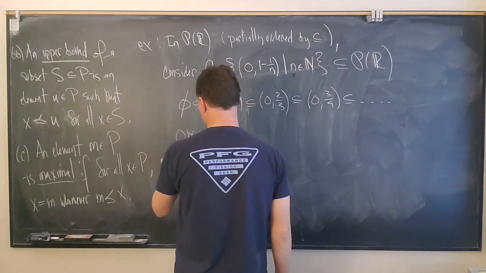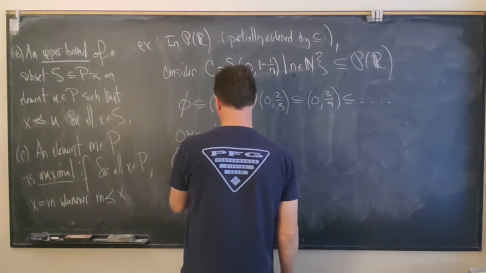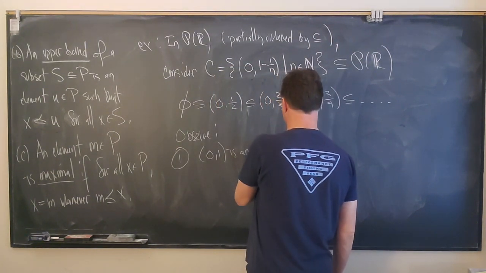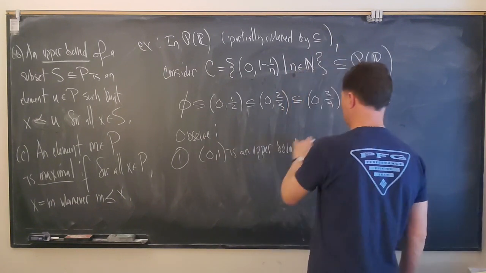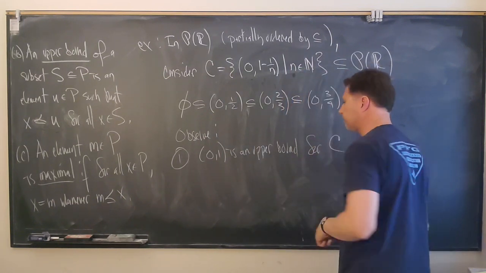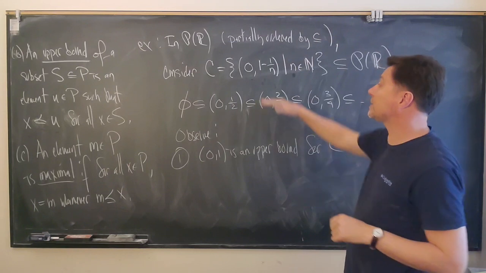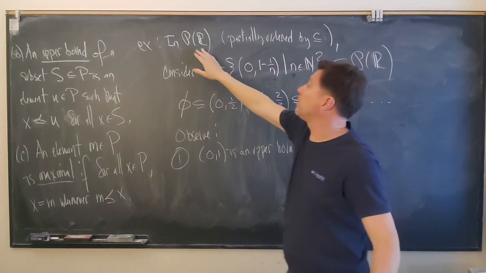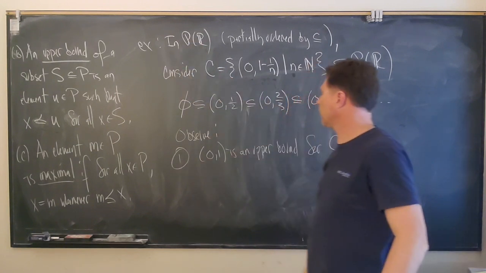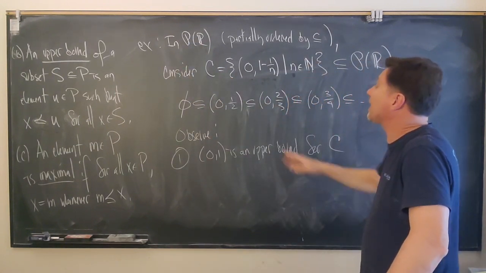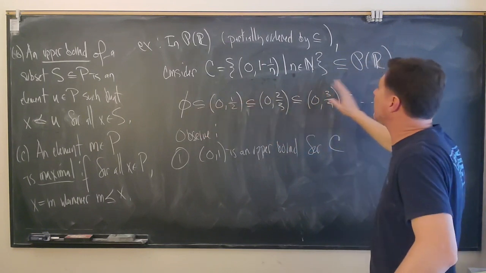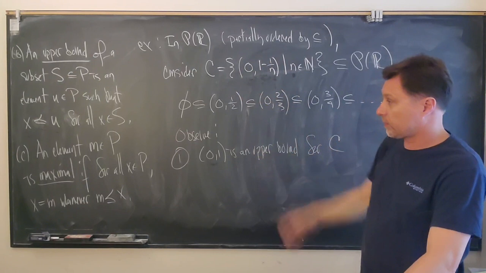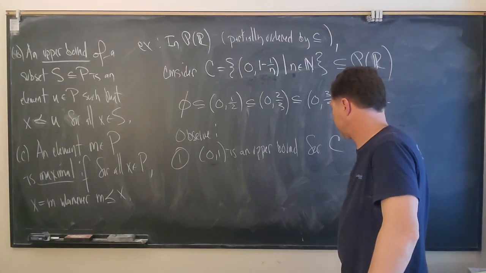So the first observation: [0,1] is an upper bound for C. [0,1] itself does not live in this set, right? But it is a subset, so it lives in the power set of R. And it contains every single set in this list. Every one of these elements lives inside here. And if you look at the definition of upper bound, that's what it means.